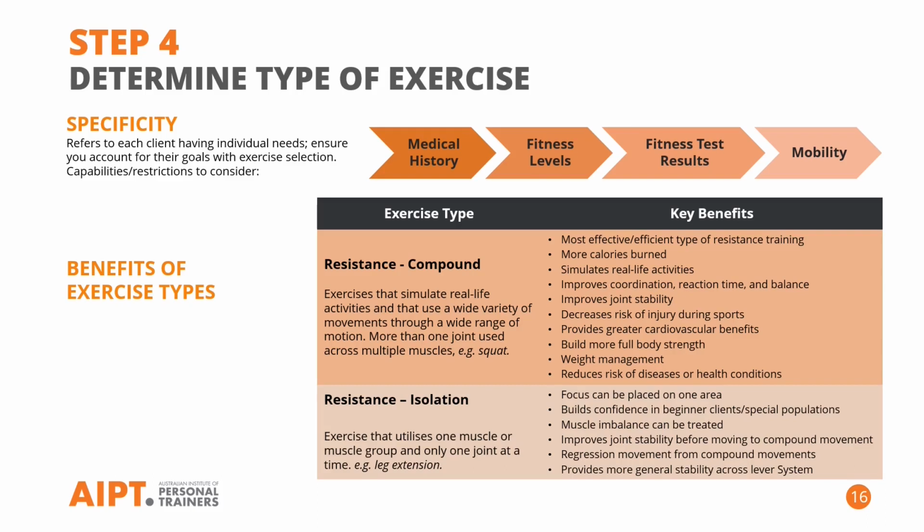Moving on to isolation now. So these are those contrasting exercises where we're using usually smaller muscle groups and only one moving joint. So the reason why we might choose this over compound training is that we can help to focus on one very specific area or muscle group or joint when we choose these movements.